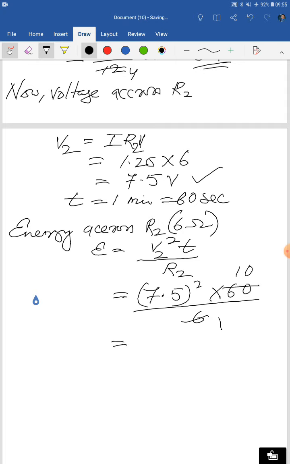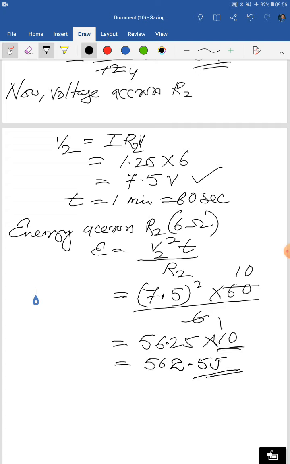75 into 75 is going to give you 5625. So now when you square here, you will get 2 place decimal, so you'll have 56.25 into 10. When you multiply with 10, the decimal is going to move 1 place to the right. So that is going to give me 562.5 joule. This is the energy that is going to be spent in 1 minute, or per minute, in the 6 ohm resistor.